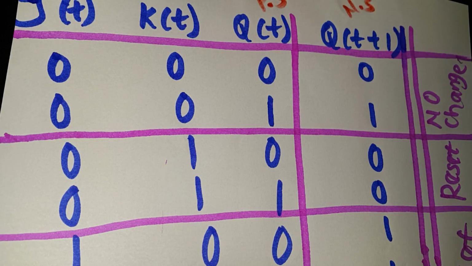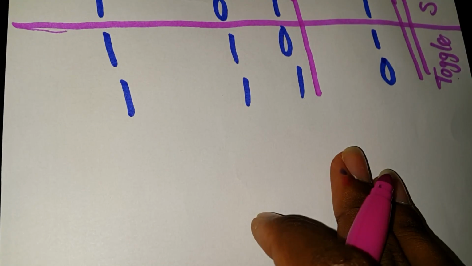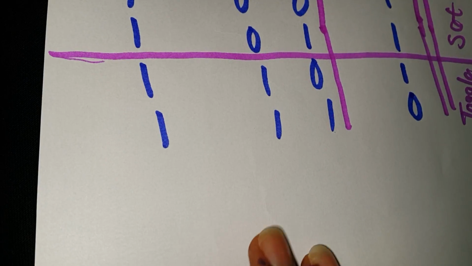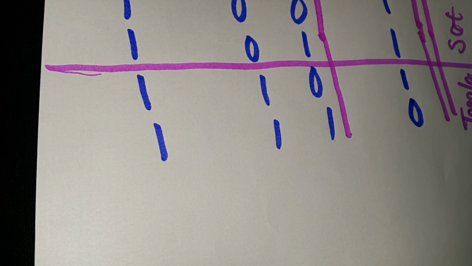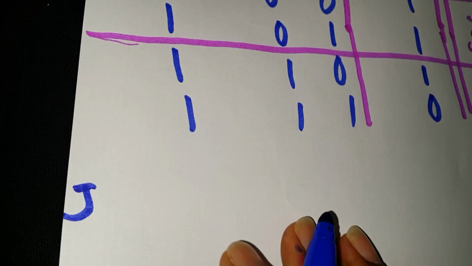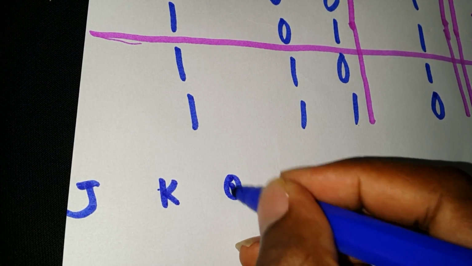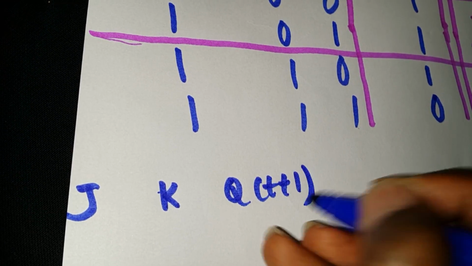So let's now construct our characteristics table and also the excitation table. So for JK, the characteristics table will be like this: JK, and Q of T plus 1. That's our next state.